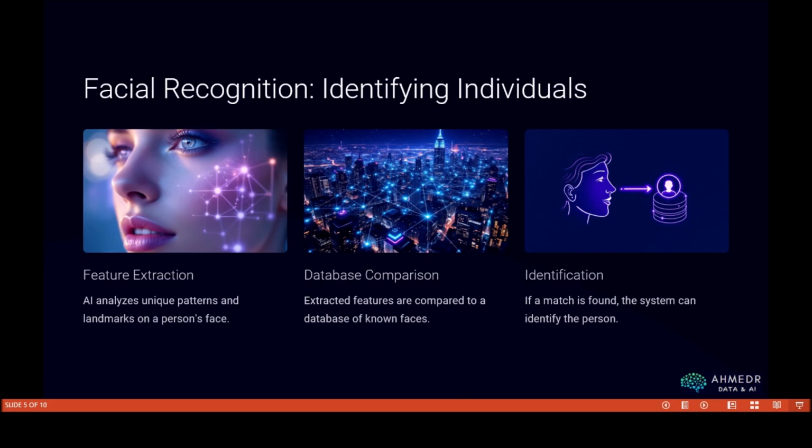But how does facial recognition work? Facial recognition models typically use deep learning algorithms to extract unique facial features called landmarks. These features are then compared to a database of known faces. If a match is found, the system can identify the person. For verification, the system checks if the person matches the one in a given ID photo, for example.